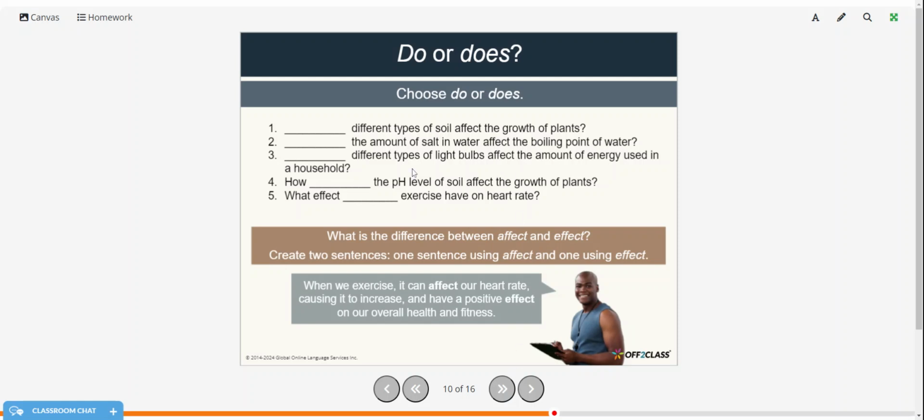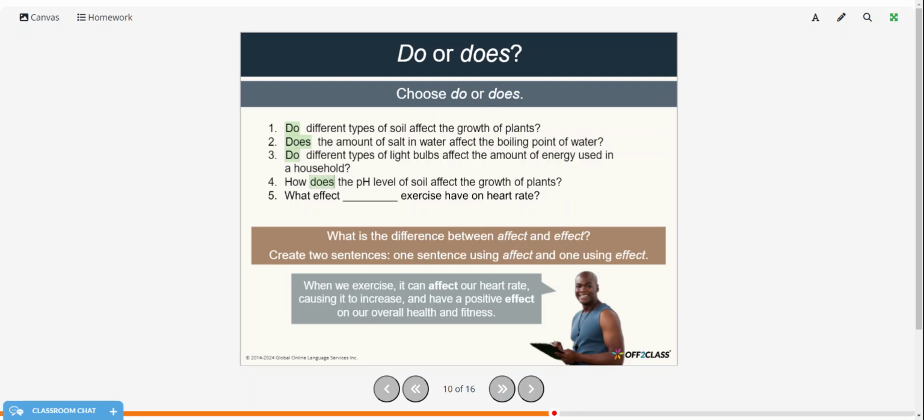So do or does. So here for these questions, you're going to choose do or does. So number one, do different types of soil affect the growth of plants? Does the amount of salt in water affect the boiling point of water? Do different types of light bulbs affect the amount of energy used in a household? How does the pH level of soil affect the growth of plants? And what effect does exercise have on the heart rate?